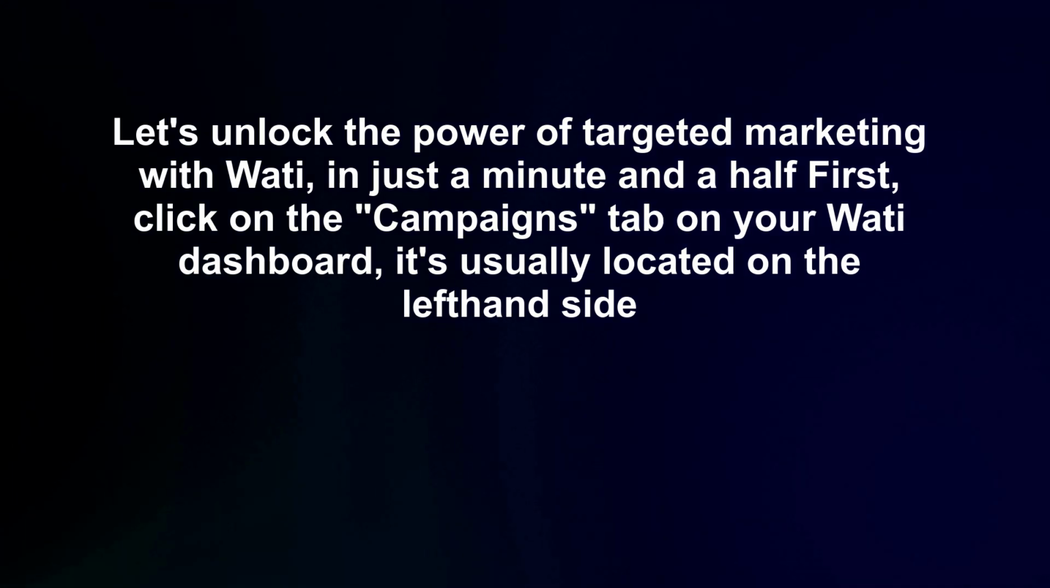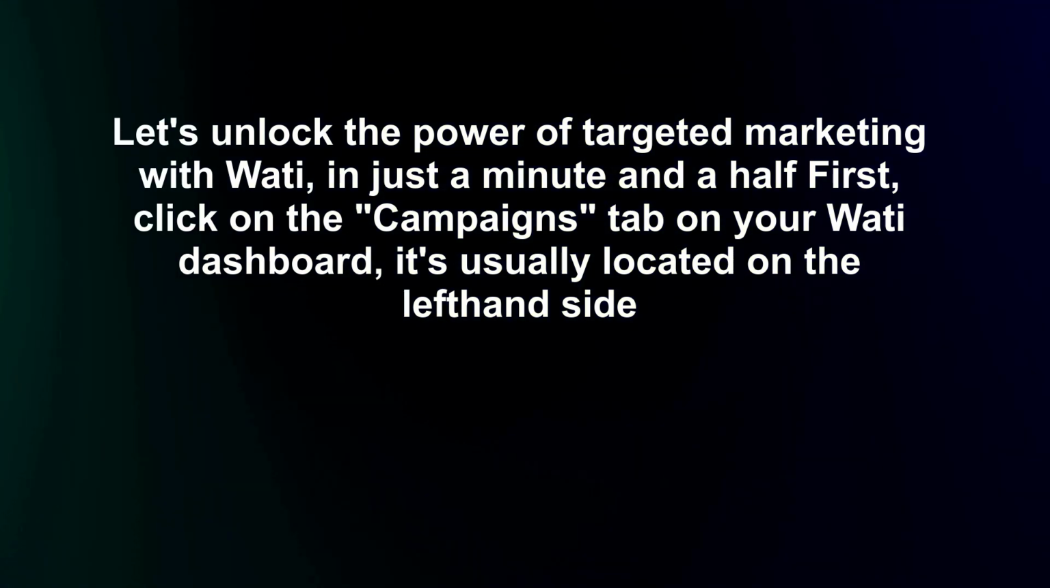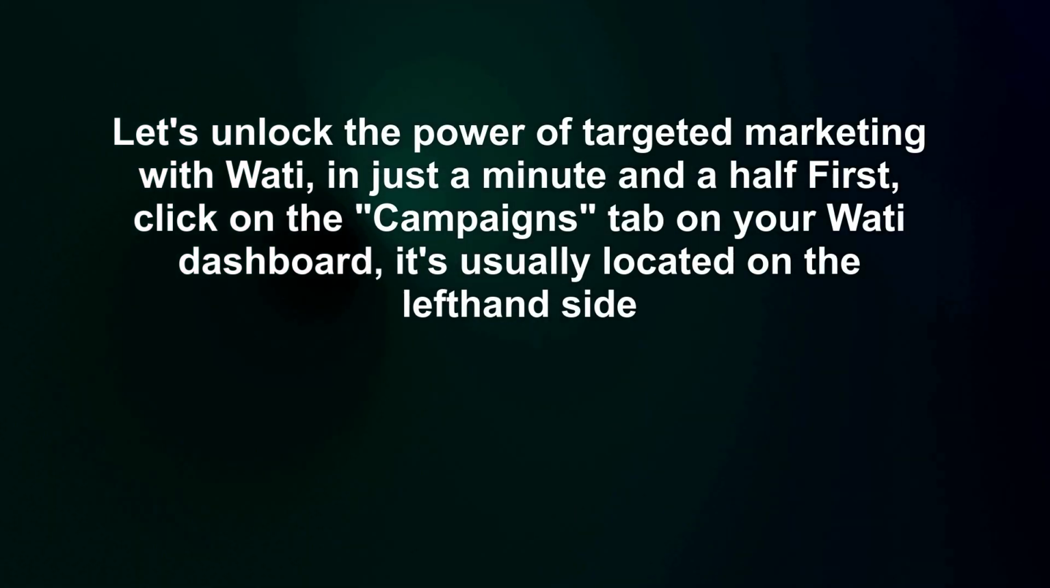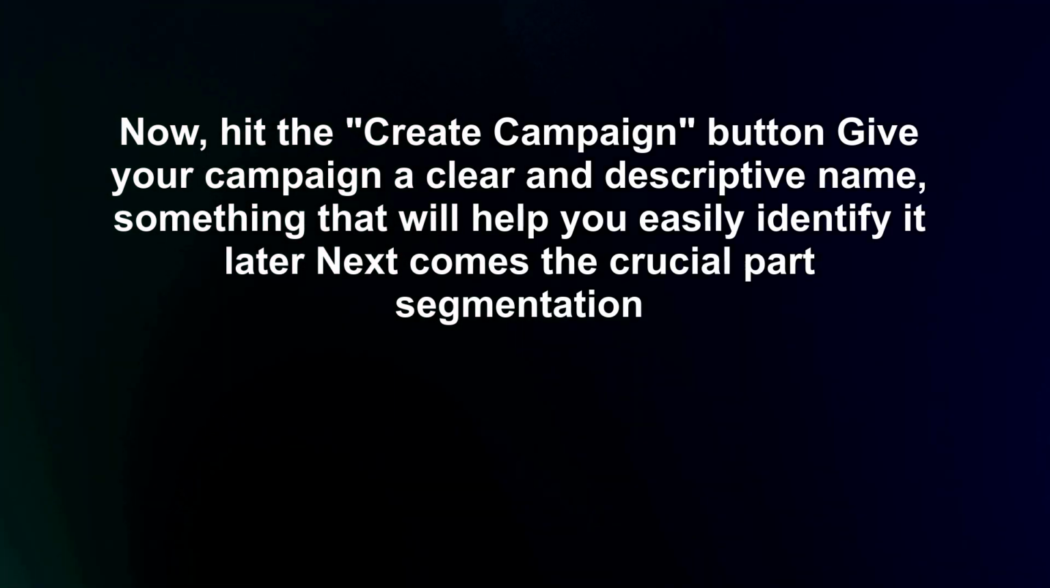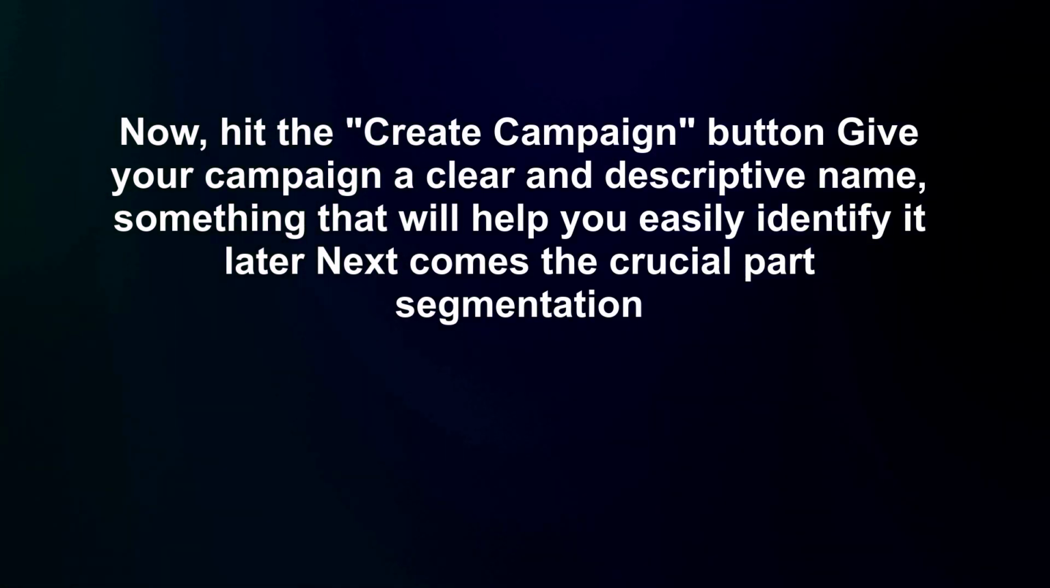First, click on the Campaigns tab on your Wati dashboard. It's usually located on the left-hand side. Now, hit the Create Campaign button. Give your campaign a clear and descriptive name, something that will help you easily identify it later.